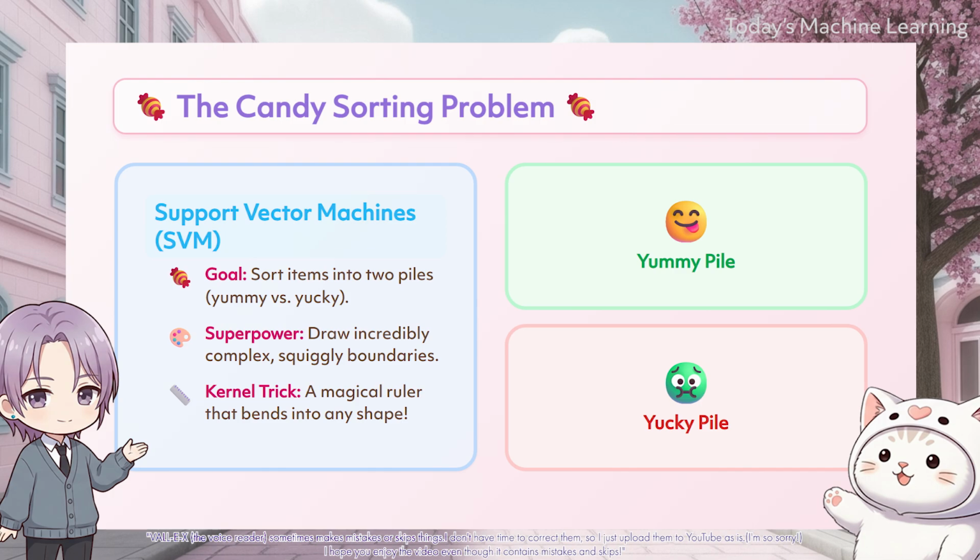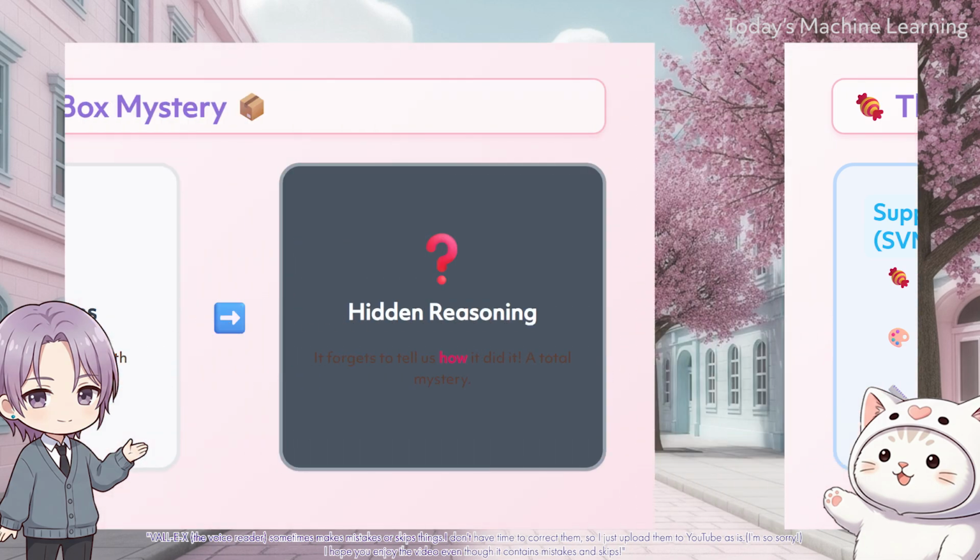Well, imagine you are trying to sort a giant bucket of mixed candies into two piles, the yummy ones and the yucky ones. In the world of machine learning, we have a really popular tool for this kind of sorting task, called a support vector machine, or SVM for short. SVMs are absolutely fantastic at their jobs, because they can draw incredibly complex, squiggly boundaries to separate things, using something called the kernel trick. It's like having a magical ruler that can bend into any shape you need.